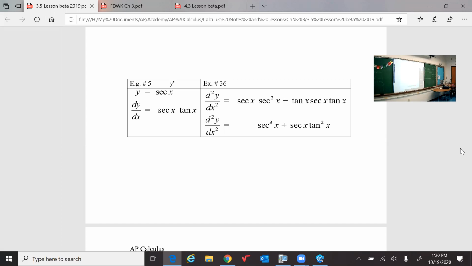What's going on with problem 36? They're using a theta. Who cares whether you use x or theta? You just differentiate with respect to theta. So if it helps you, you can rewrite that as an x if you want. That's just an input.